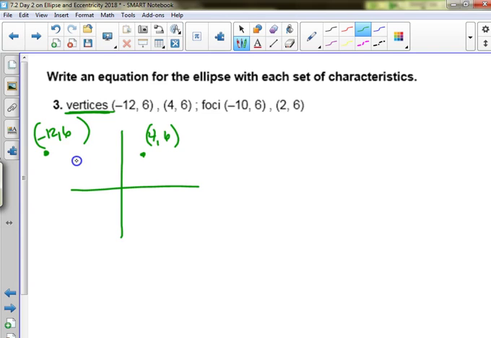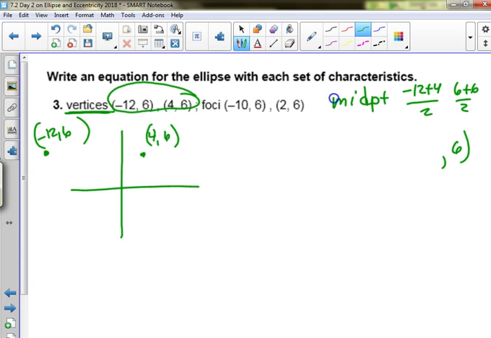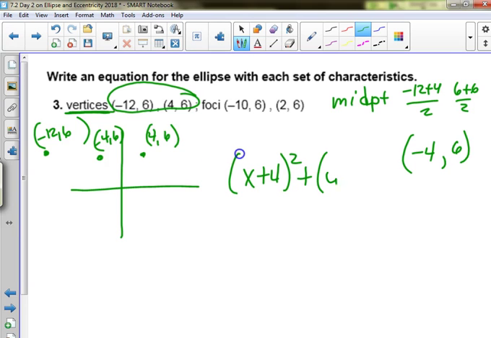Okay, can we find the center? The midpoint of either one of those, right? So what is the midpoint here? Negative 12 plus 4, 6 plus 6. Well, it's going to be 6. This is negative 8 divided by 2 is negative 4. Does that work? Okay, so the middle is negative 4, 6. We're almost done again. (x plus 4) quantity squared plus (y minus 6) quantity squared equals 1.